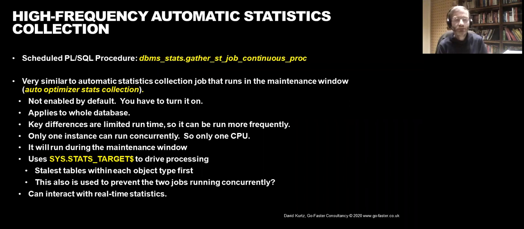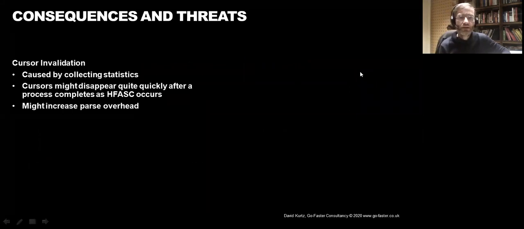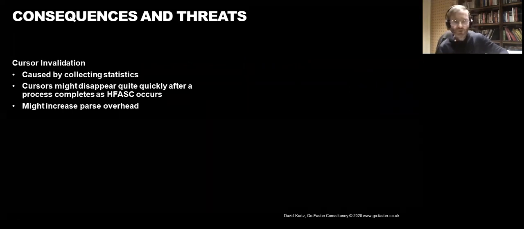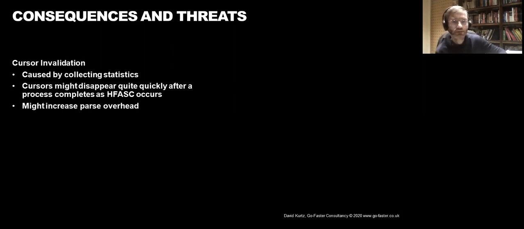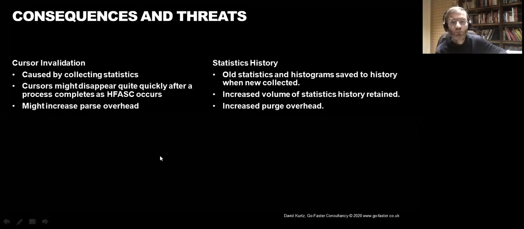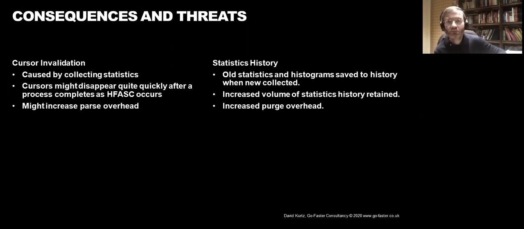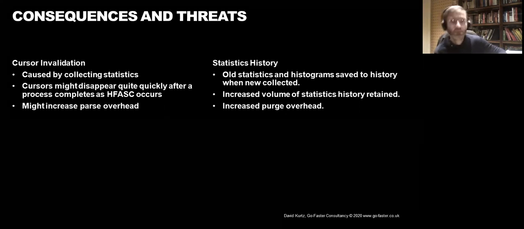What it does is it picks up the stale list of tables and works through the list, starting with the stalest and working down that list. It's going to interact with real-time stats because as it collects stats explicitly, it's going to remove the real-time stats. I think it has some consequences and threats. You could see more cursor invalidation caused by collecting stats. You might see an increased parse overhead. You're going to get more statistics history turning up because every time you collect stats, the old stats are moved to the stats history. So you might see a bit more volume in there and a bit more purge.